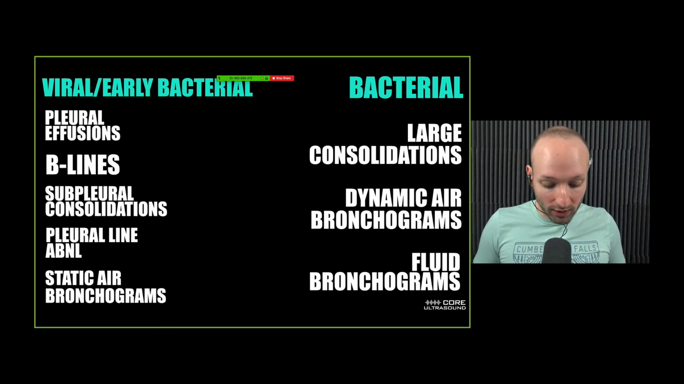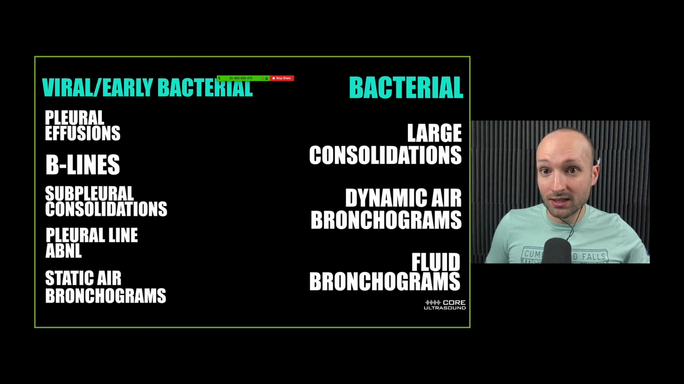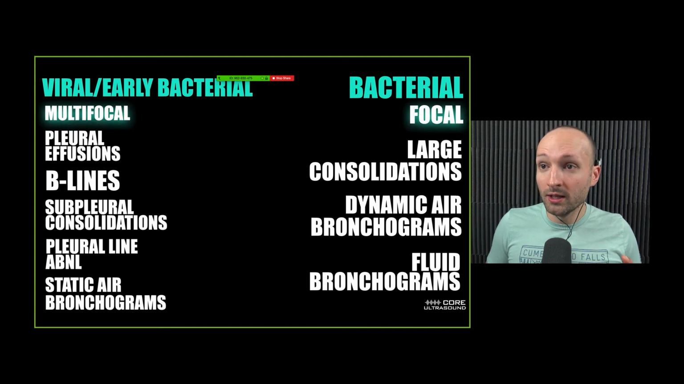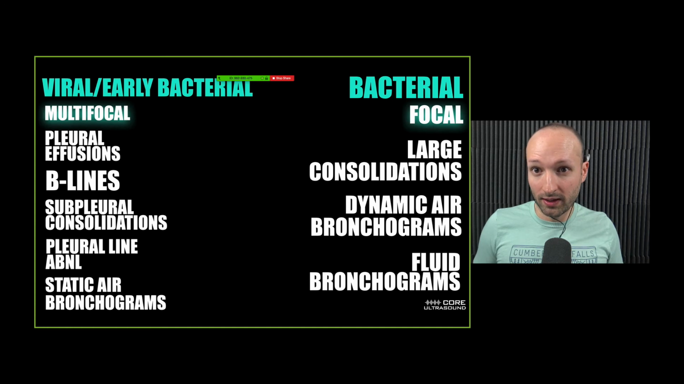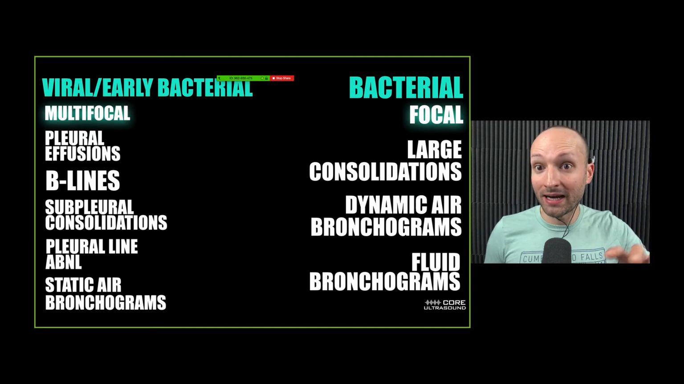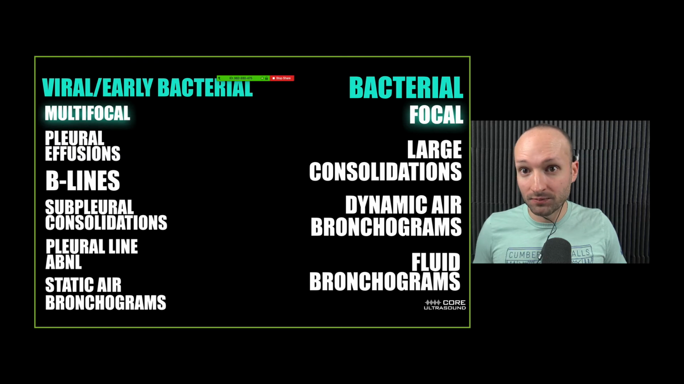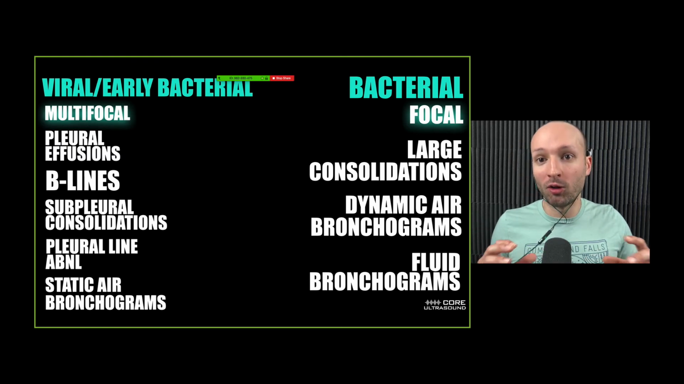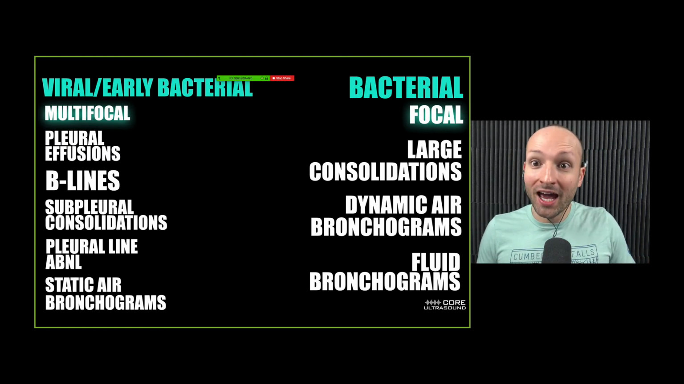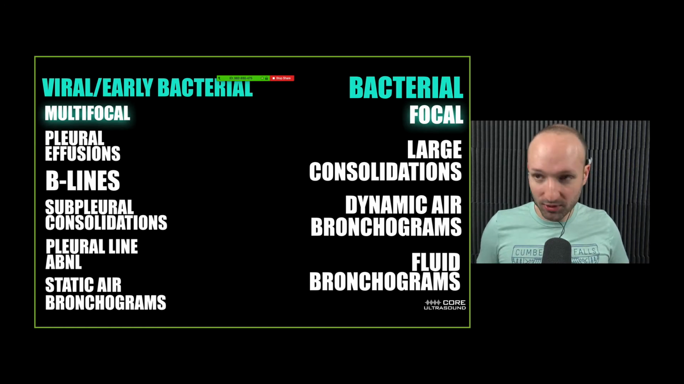And then if I see dynamic air bronchograms or fluid bronchograms, I'm more likely to think that it is bacterial versus viral. Now, one of the things that helps me a bunch is scanning the entire lung. So in viral pneumonia, it's going to be more multifocal, the way that I talked about at the beginning. So patches of abnormalities throughout the lungs. Whereas in bacterial pneumonia, most of the findings are going to be located in one area. Now, of course, this is not saying that all bacterial pneumonias are going to be focal and all viral pneumonias are going to be multifocal. It's just more likely how they're going to present.